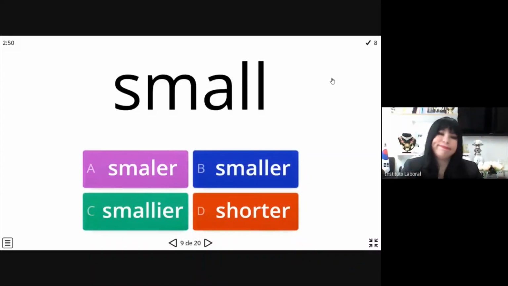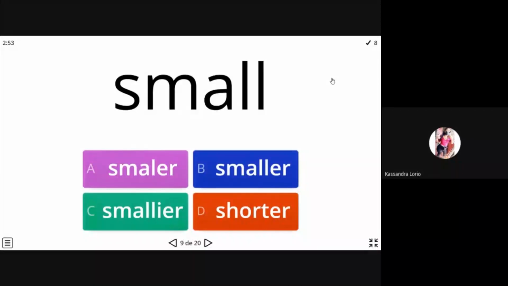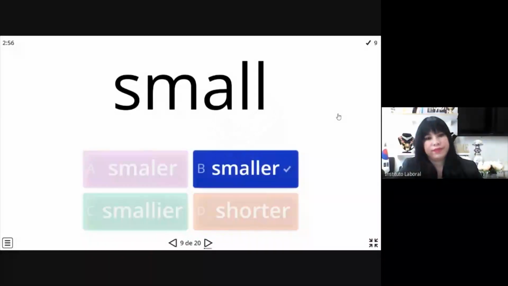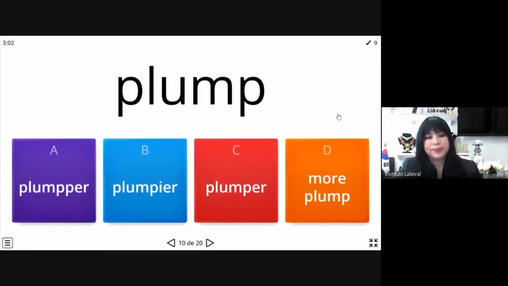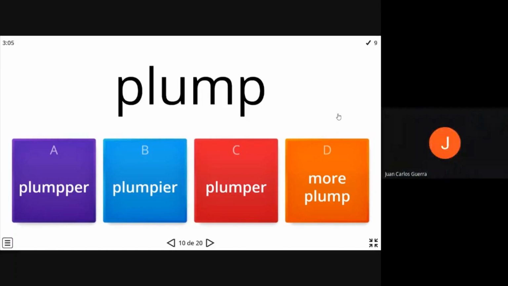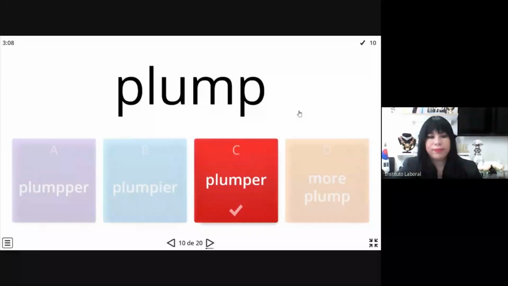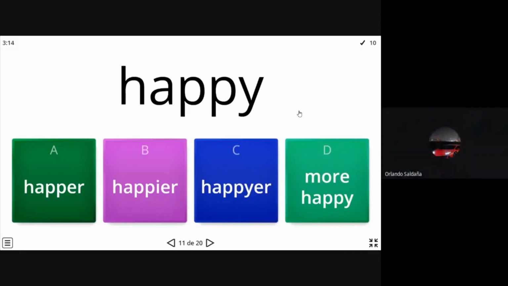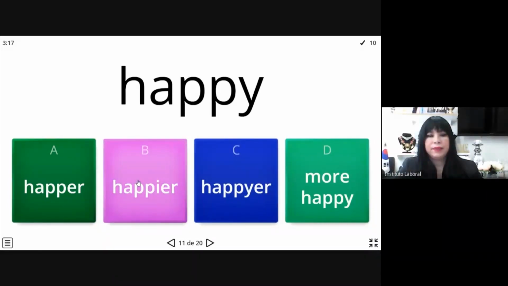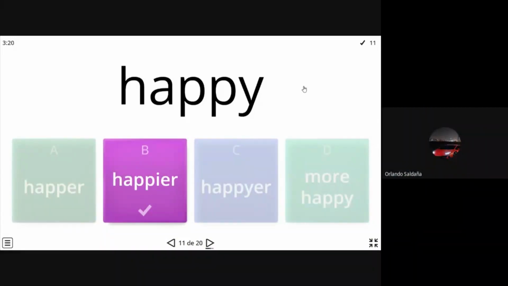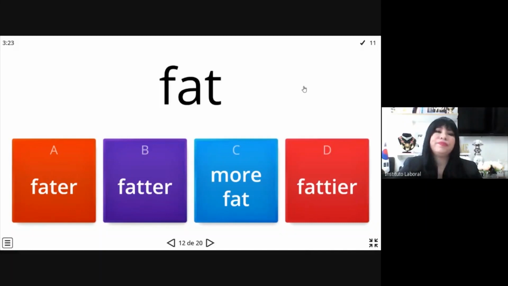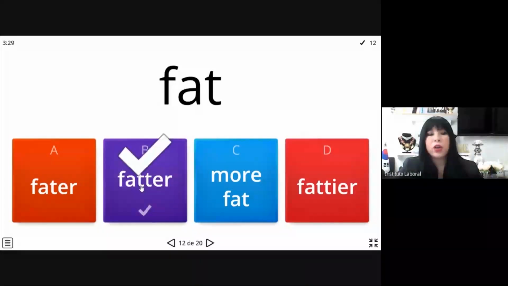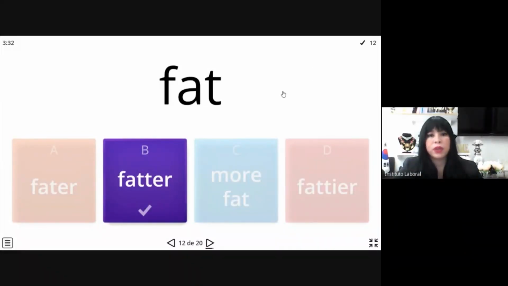Small. B, smaller. Plump. C. Plumper. Happy. B. Correct. Happy. Happier. Fat. A, B, C, or D? B. We double the consonant. Excellent. This vowel consonant, double the consonant.